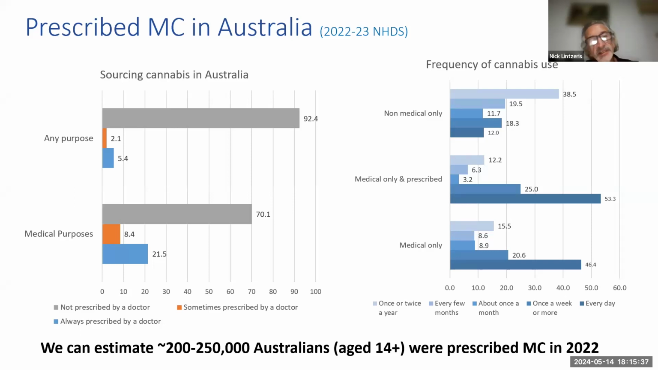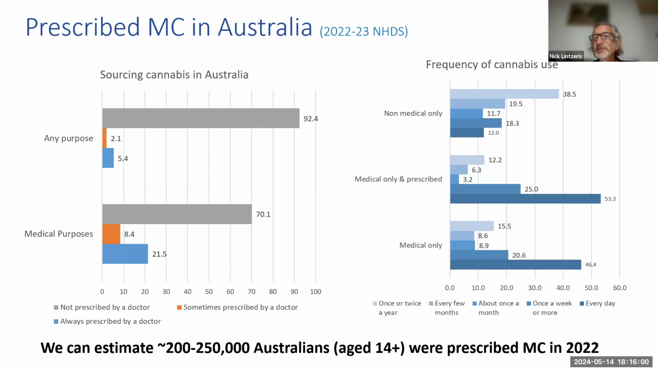When you hone in though on the people that said that they use it for medical reasons, you can see there that there's still the vast majority, 70%, are accessing illicit cannabis, and only about 30% said they had a prescription from a doctor. The panel on the right gives you an indication of the frequency of cannabis use.